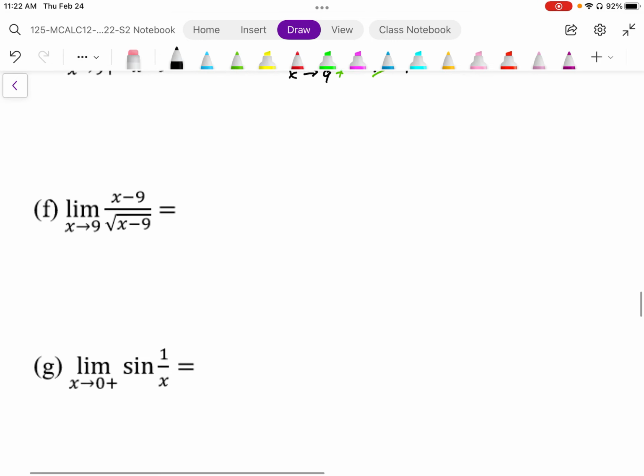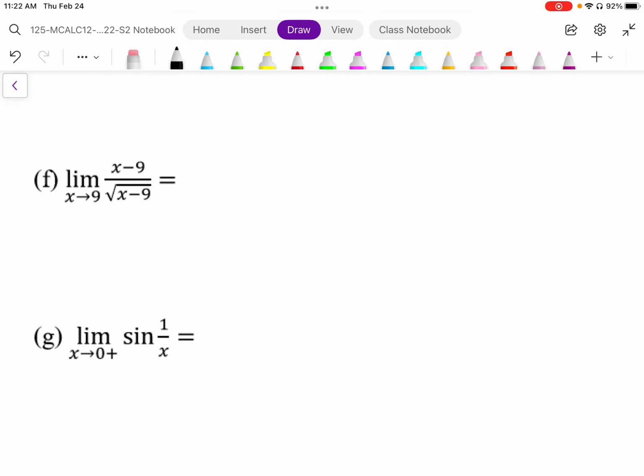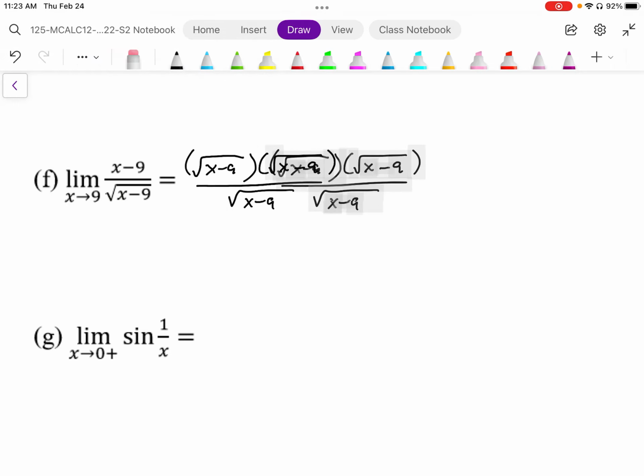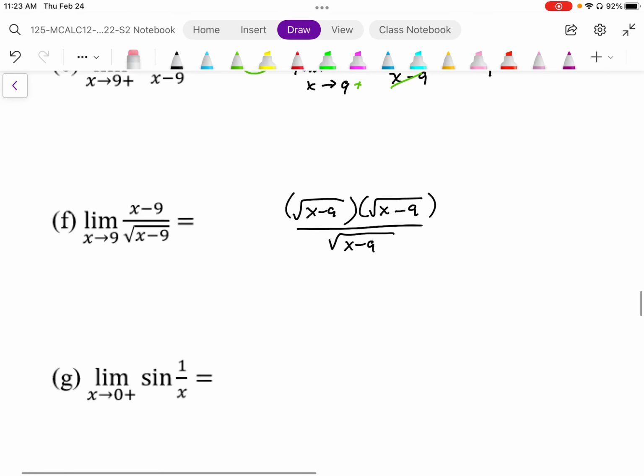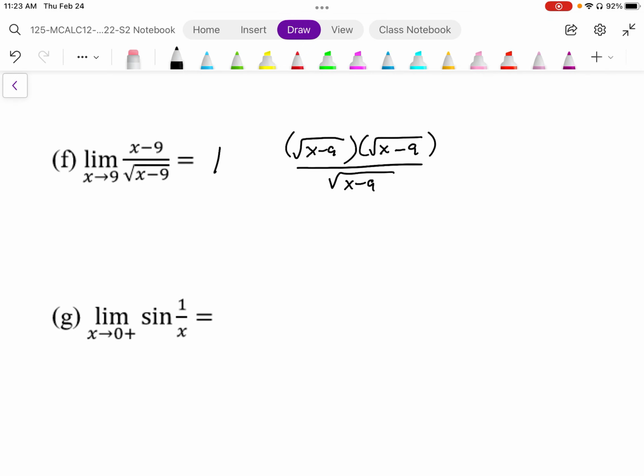For F, what we can do is we can take a look at this limit and try to simplify this. And so we get square root x minus 9 times square root x minus 9 in the numerator. That's going to be the same as x minus 9. And then that's going to cancel out with the x minus 9 in the denominator. Okay, so I just need to make sure I put my limit in there. And as I put my limit in here, the limit as x approaches 9, we can cancel out some terms.